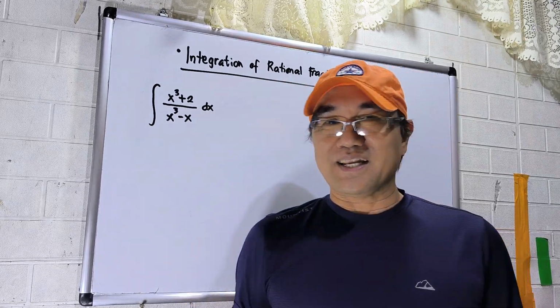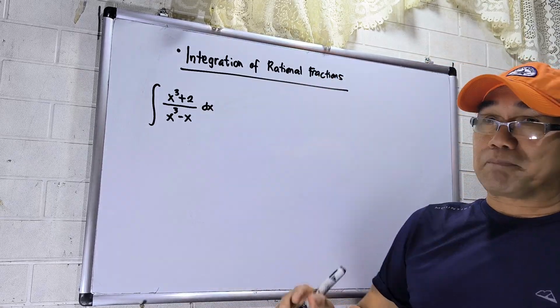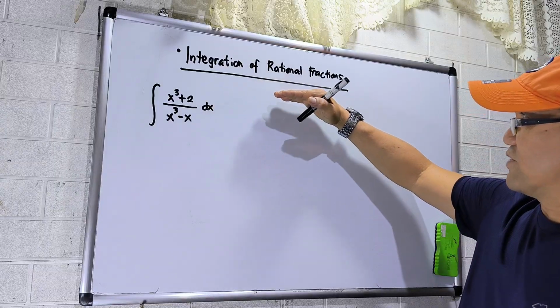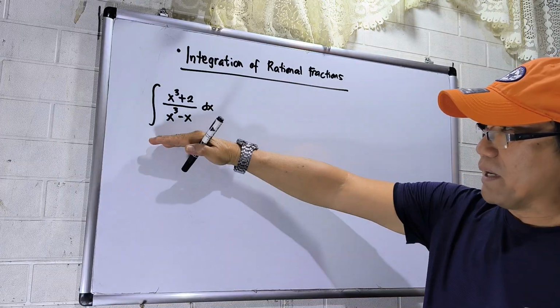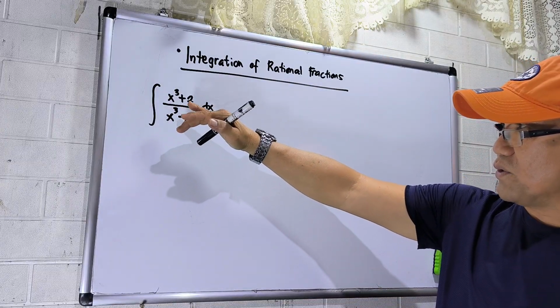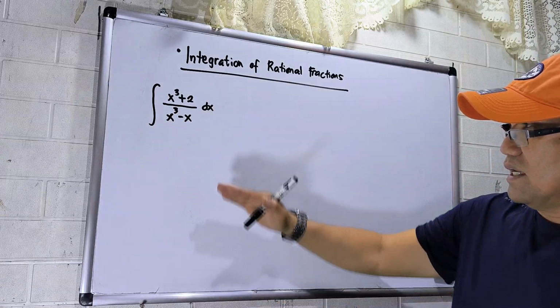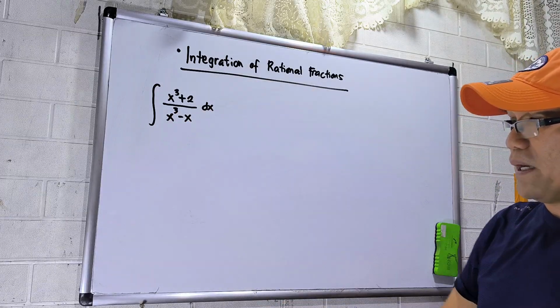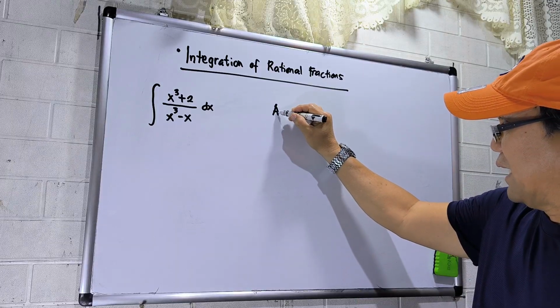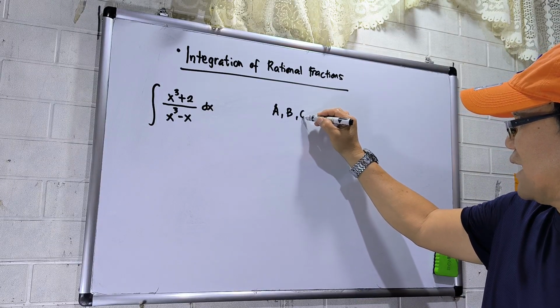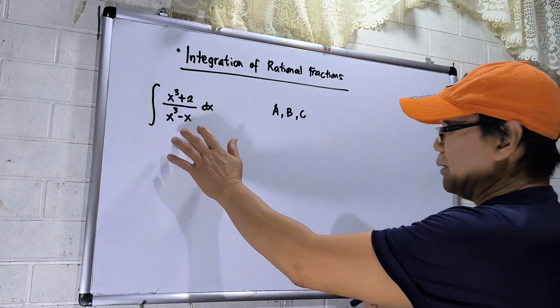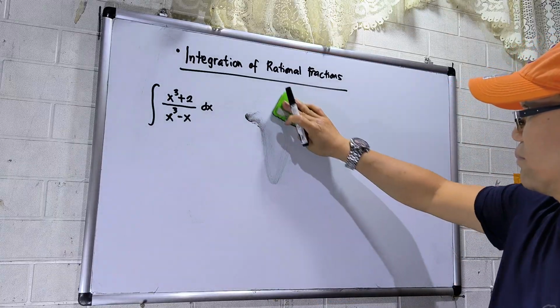Hello to everyone. Let's study a new topic, which is integration of rational fractions. So I have here the integral of x cubed plus 2 over x cubed minus x dx. This topic involves A, B, and C. It depends on the denominator. Okay, let us solve this one.